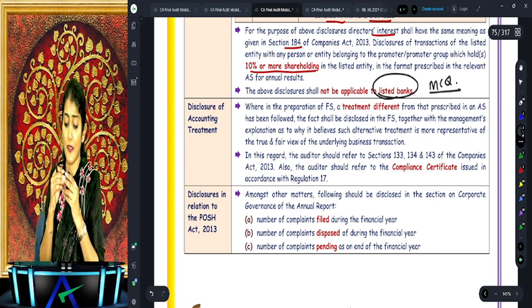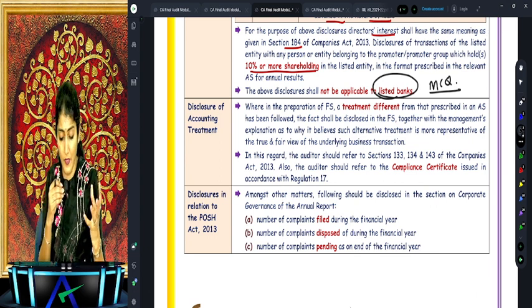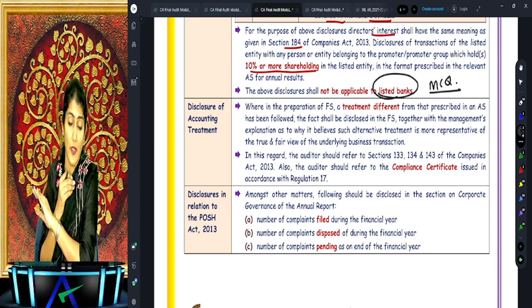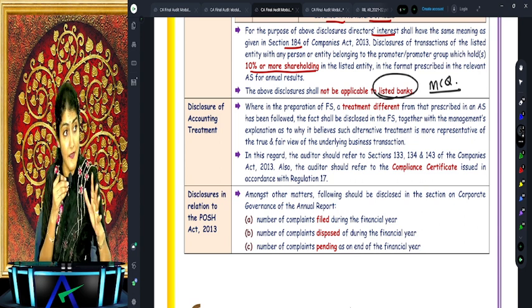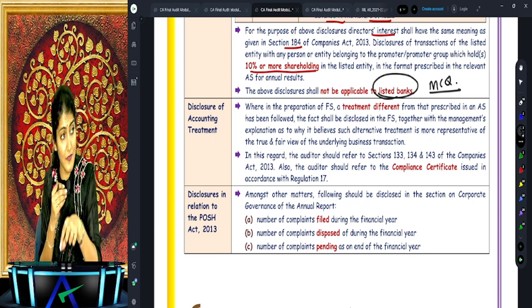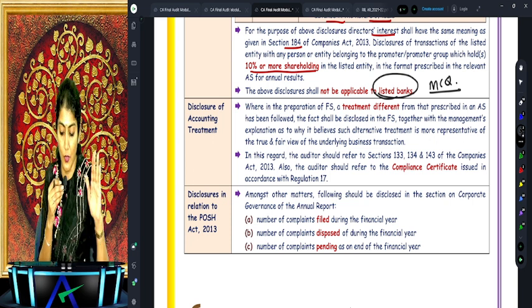These related party disclosures which are required to be given in the annual report, are they required to be given in case of the listed banks? No, they are not required to be given. Listed banks, do they need to comply with SEBI LODR? Yes, but do they need to give these related party disclosures? No, they do not need to give.